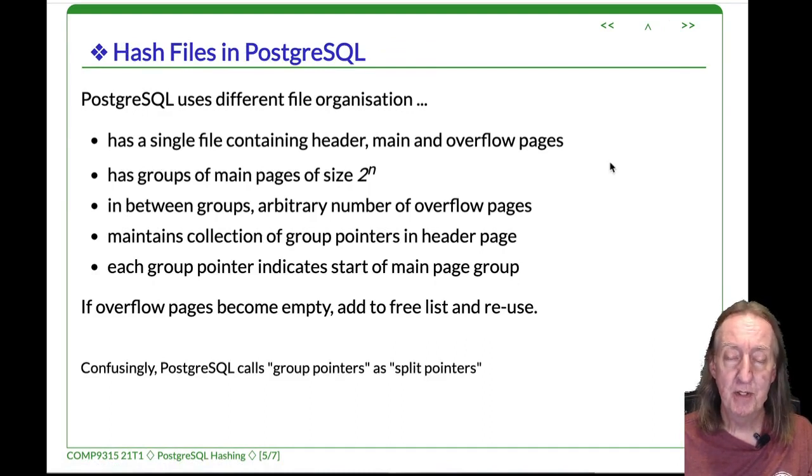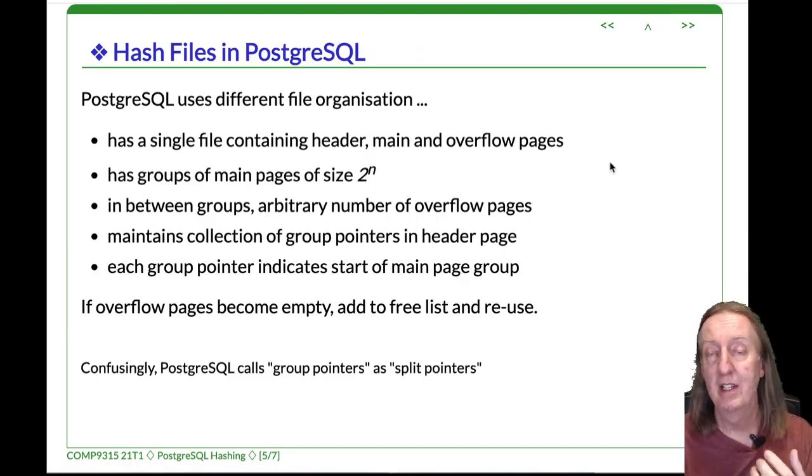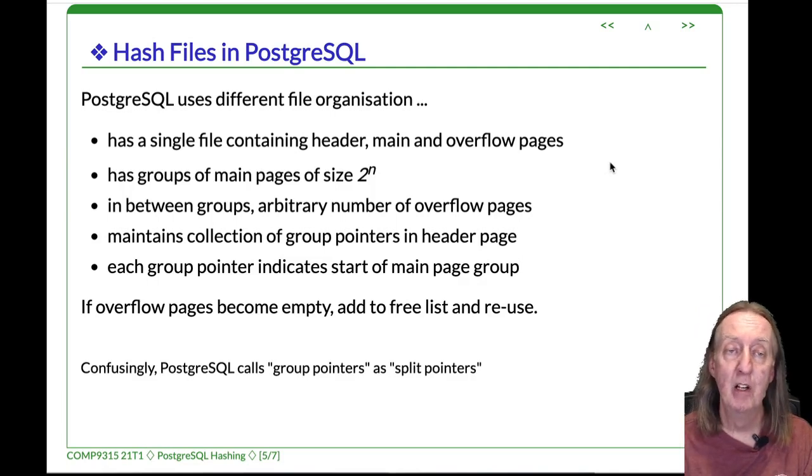Alright, now one unusual thing about Postgres is the way it organises the file. The way we talked about it earlier is that we have a data file and we have an overflow page file. Well, Postgres actually uses a single file which contains a header page, also called the metadata page. It has the regular data pages and it has the overflow pages. The header page is always the first page, and the main and overflow pages are actually intermingled in the file. Got a diagram coming up that will show that.